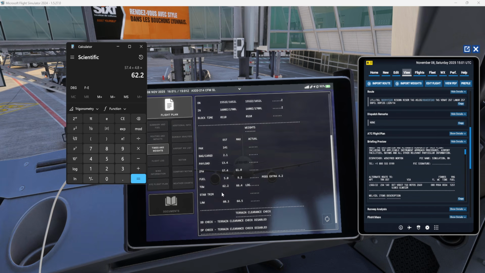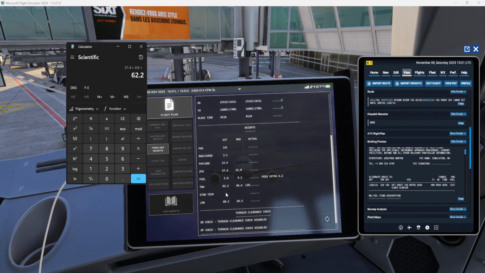So from here we bring the takeoff weight. No, this is the block fuel. So the takeoff weight is going to be the block fuel minus what? Minus the taxi fuel. So 5 minus 0.2, 4.8. 57.4 plus 4.8 of the takeoff fuel, we get the takeoff mass of 62.2.